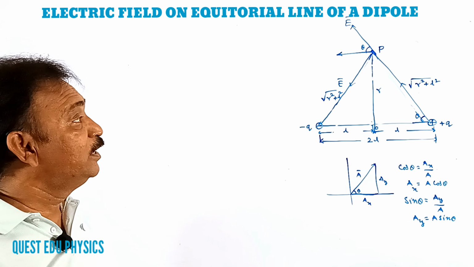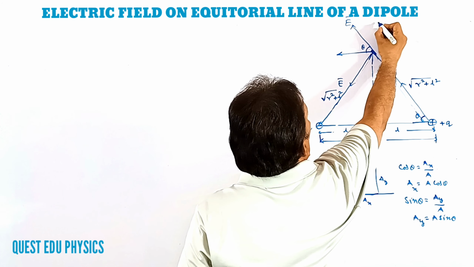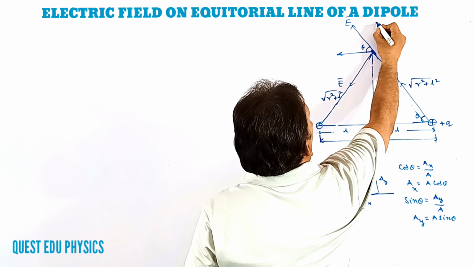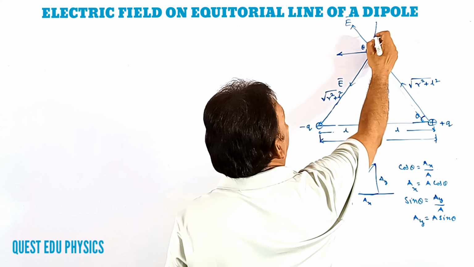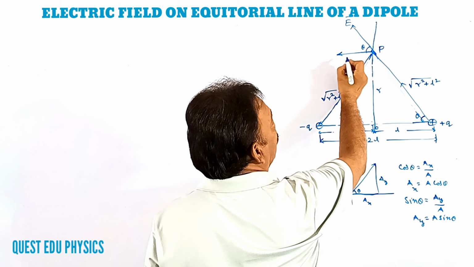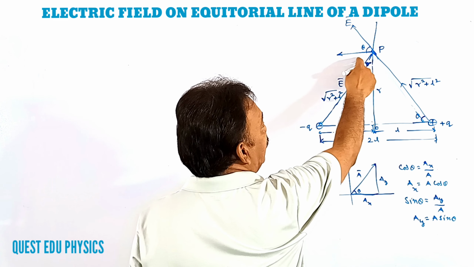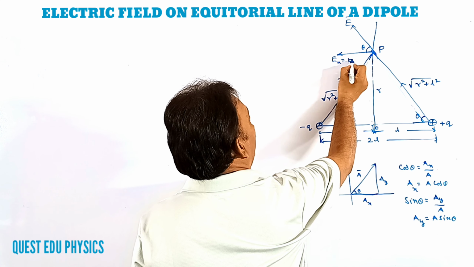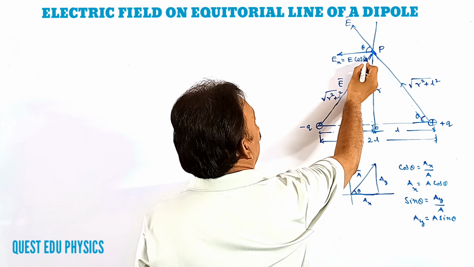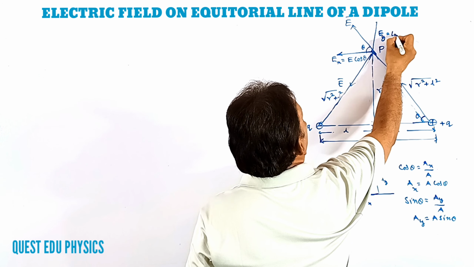Okay, students, we are doing the same thing here. Here we constructed it. If we extend this line, we will find this E has been divided along the x-axis and y-axis. As here, Ex is equal to E cos theta. Okay, students, and Ey is E sin theta.